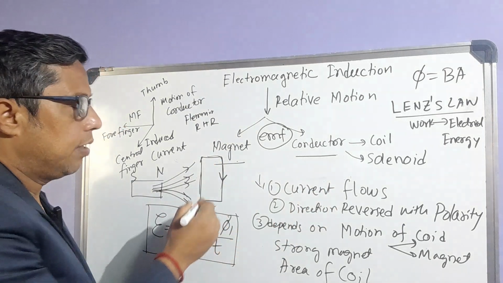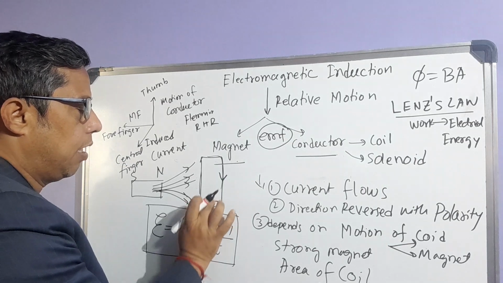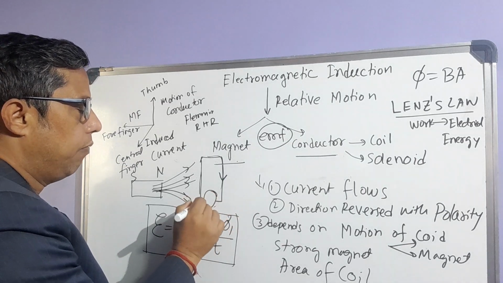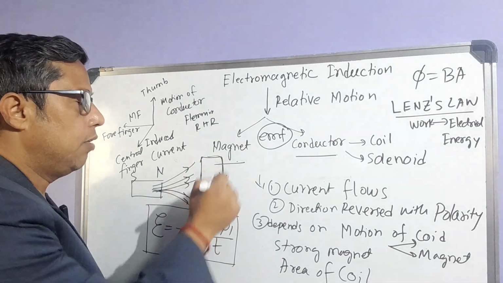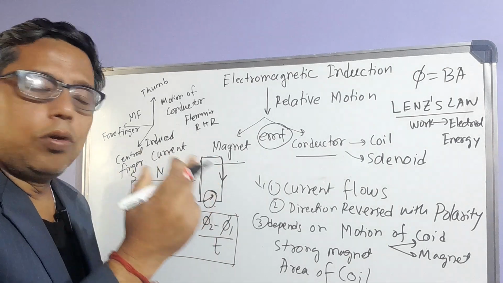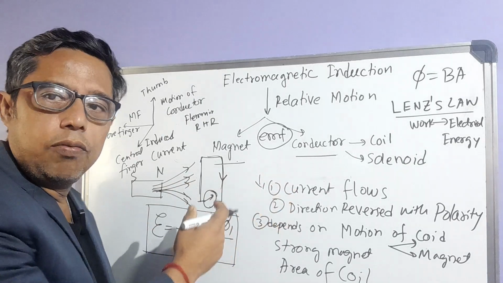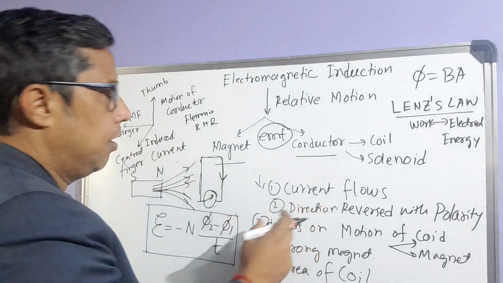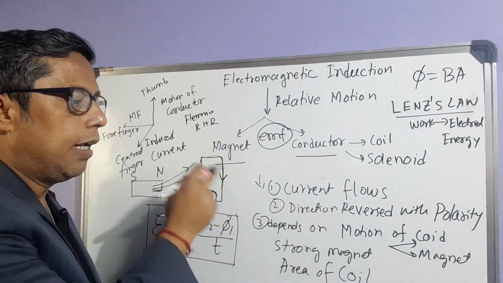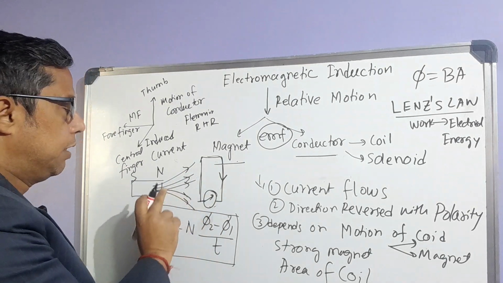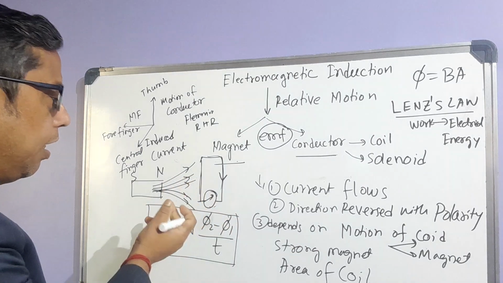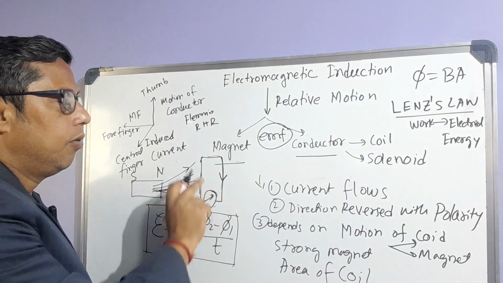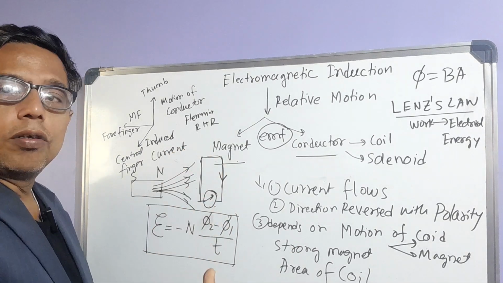Whenever there is a change in flux, if you have a galvanometer here, you will get a deflection in the galvanometer. That means whenever there is a change in flux, the conducting wire will pass some current. So current will flow in the wire. Next, the direction of this current will be reversed if we change the polarity of the magnet. So if we change the magnetic orientation during the exposure, the direction of the current will also change.